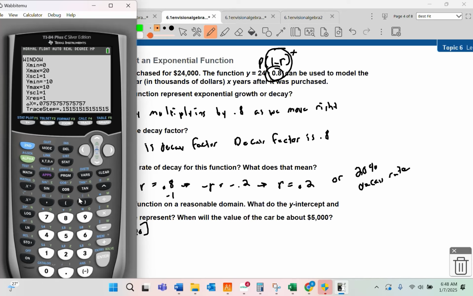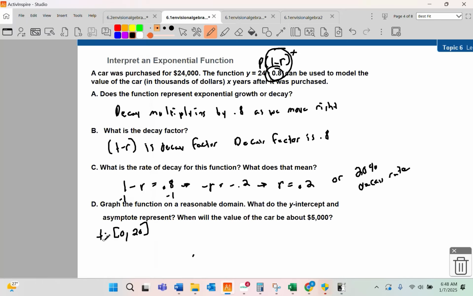Let's see here. It doesn't make sense for the value of the car to ever hit 0. It's always worth something, even if it's scrap metal. So let's set a y min of 0 and a y max of 24. A very reasonable graph. So anyways, talking about the time there, this is domain. This is range. The highest amount is going to be 24, and the lowest amount is going to be 0, and it's in thousands, okay?